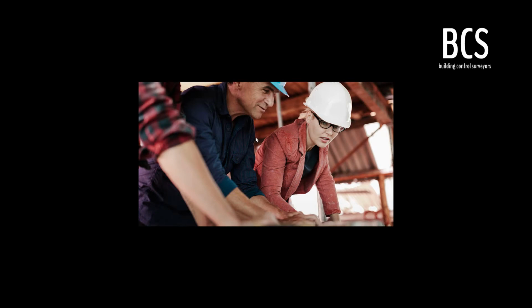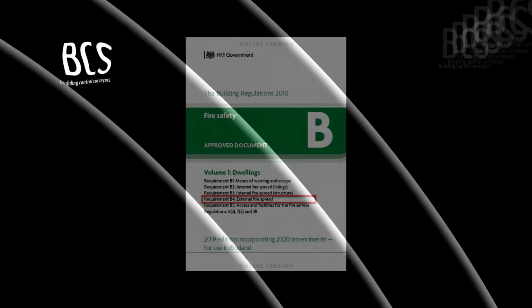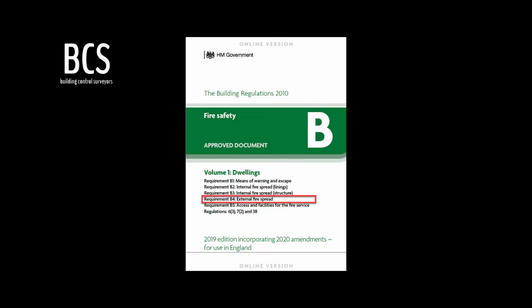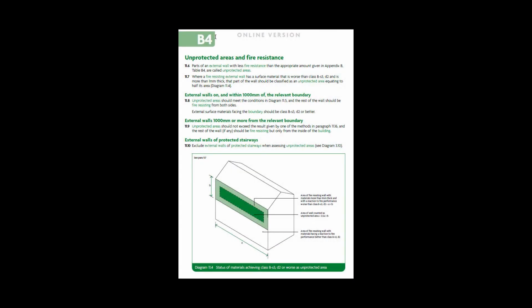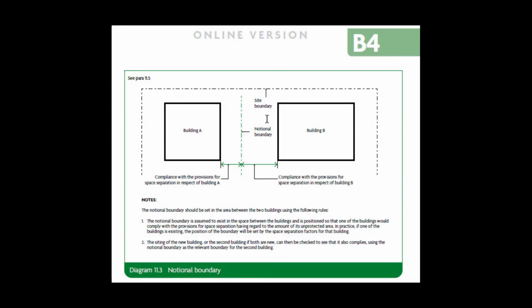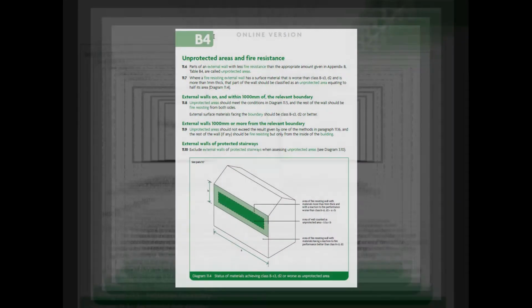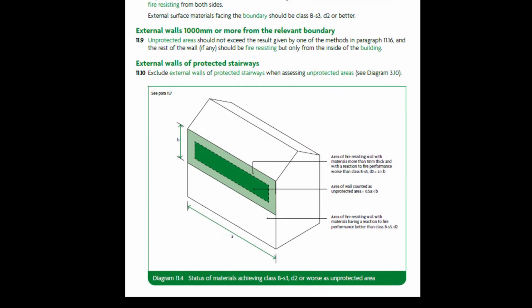risk. To make this process easier for designers and builders, guidance to the regulations contained within the approved document Part B gives some basic methods to determine the amount of allowable area of wall that does not need to meet the minimum fire resistance standards. This is known as the unprotected area.